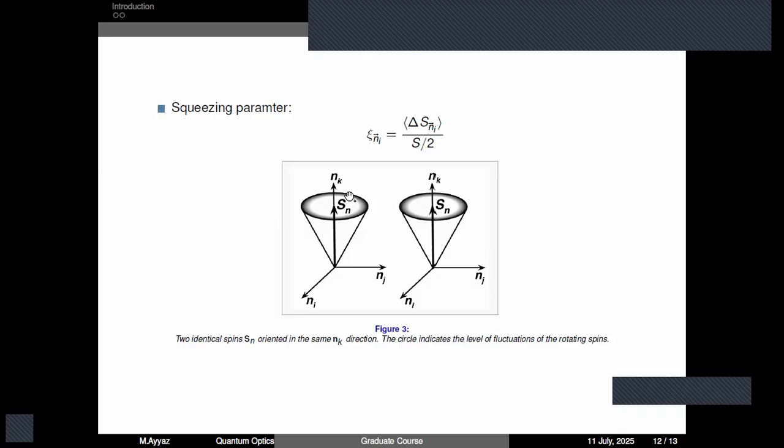So you can see that there is a cloud of uncertainty or fluctuations orthogonal to the mean spin direction. Collectively, there could be squeezing in these spin components orthogonal to the mean spin direction, but there could not be any fluctuations in the individual spin components orthogonal to the mean spin direction. So this is the idea of the collective spin squeezing in the atoms.